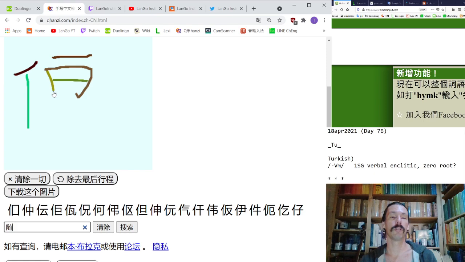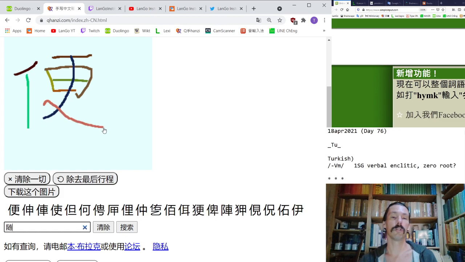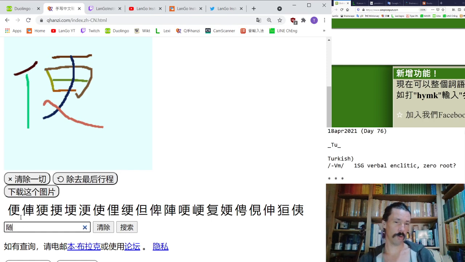So for an enclosure, always in this order. Okay, and then the downward stroke starts from the top, goes through. Alright, the proportions are not great there, but it got it. 随便.